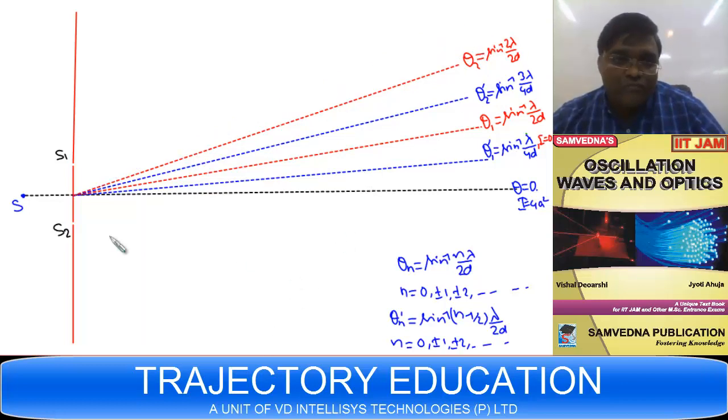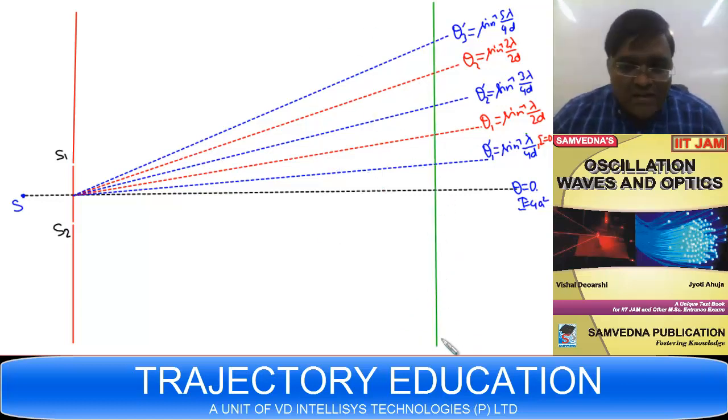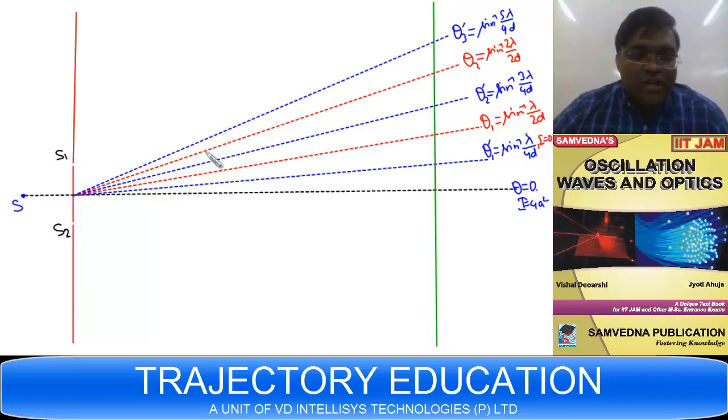You have theta. So this is again a point of minimum. The beam of light coming at all these points will have a phase difference and will undergo destructive interference, right? So if I put a screen over here, place a screen S over here, I have placed a screen.